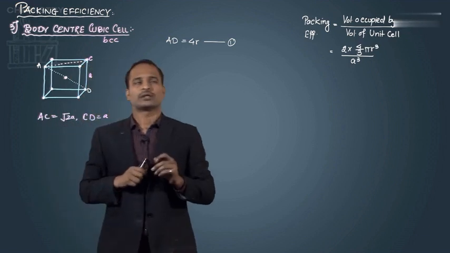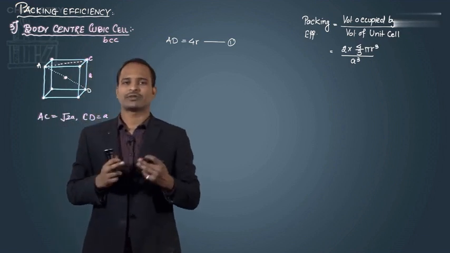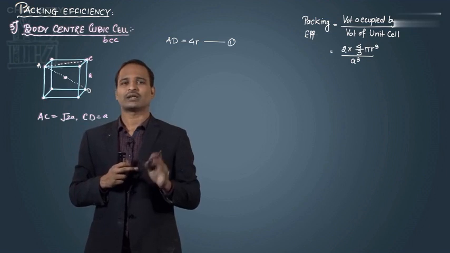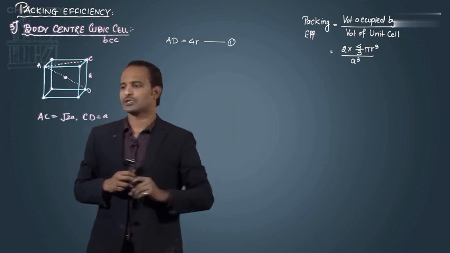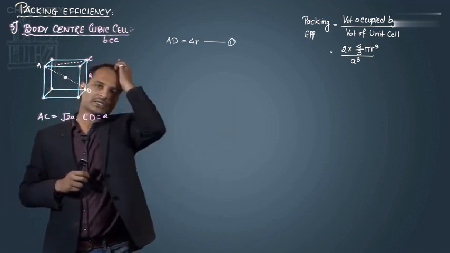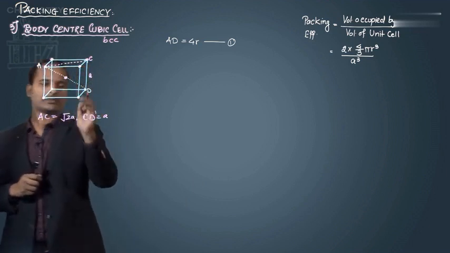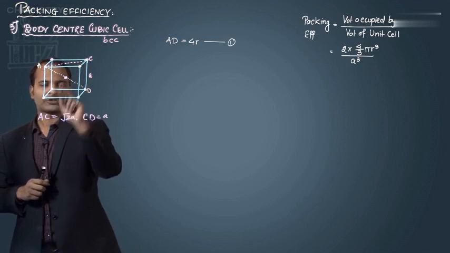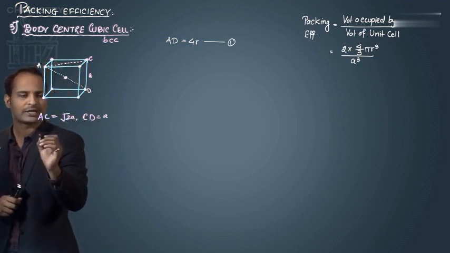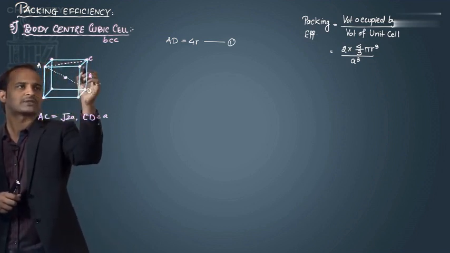And then now I just want AD is equal to how much a. Once I get the relationship between a and r, I will get the packing efficiency also. So to get AD in terms of a, let us calculate the value of AD in terms of a. So here I am considering first how I got AC. So for AC, I will use this formula.